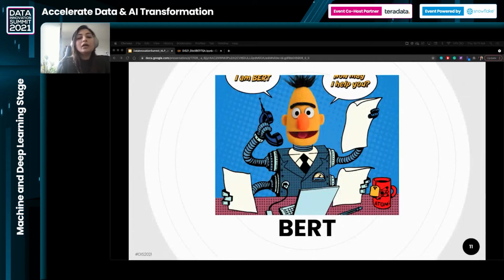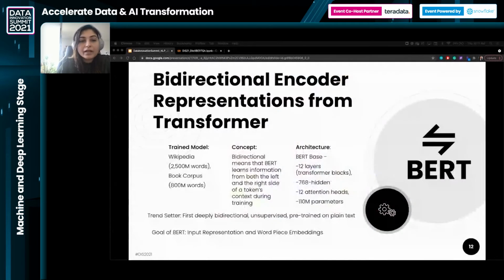So today we're going to talk a little bit, at a high level, about what BERT stands for, what DistilBERT is, and how we can achieve our information extraction task using DistilBERT. BERT was the first of its kind. It was the first deeply bidirectional model that was pre-trained on plain text. Some of the trained models used 2,500 million words from Wikipedia, book corpuses, etc. The concept behind BERT is that it will learn information from both the left and right side of a particular word in a complete sentence during training.